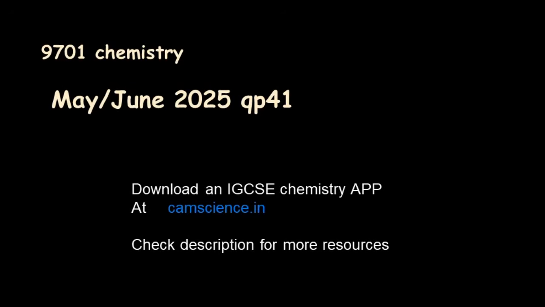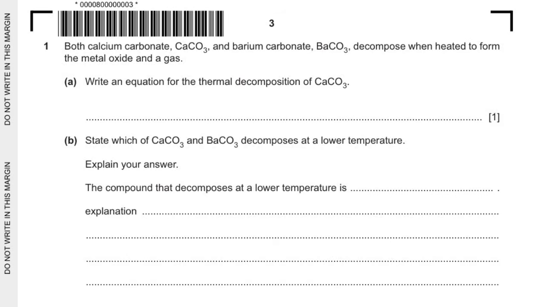In this video, we are going to discuss the first three questions of question paper 4-1 of 9701 chemistry, that is A Level Chemistry of the examination series May-June 2025. So here is our first question, which says that both calcium carbonate and barium carbonate decompose when heated to form a metal oxide and a gas.